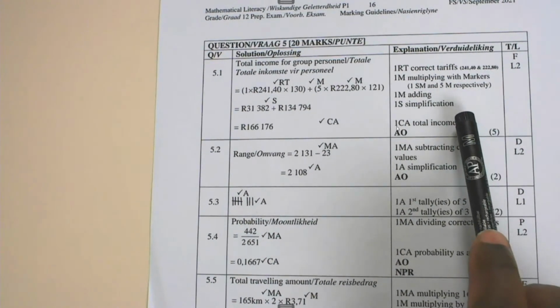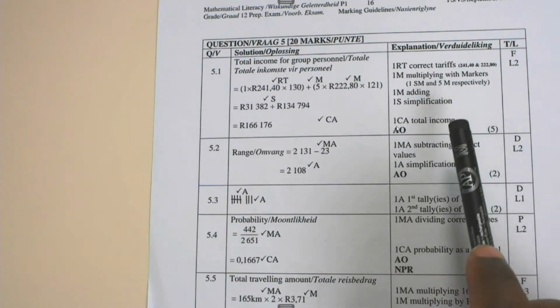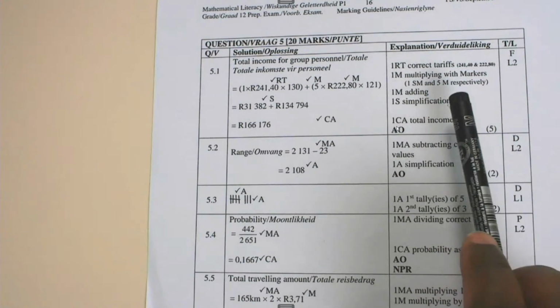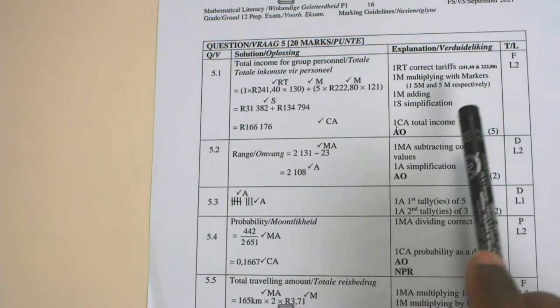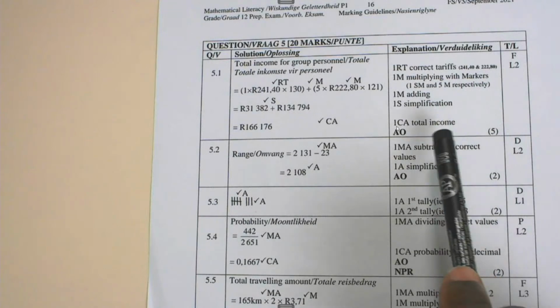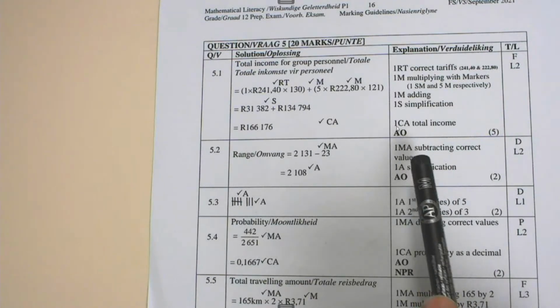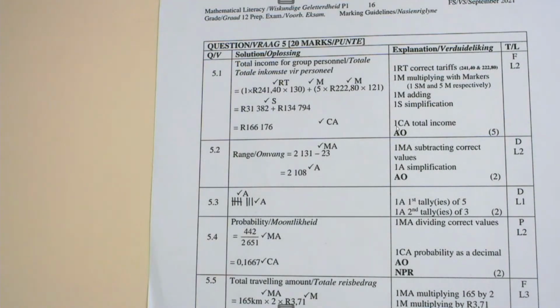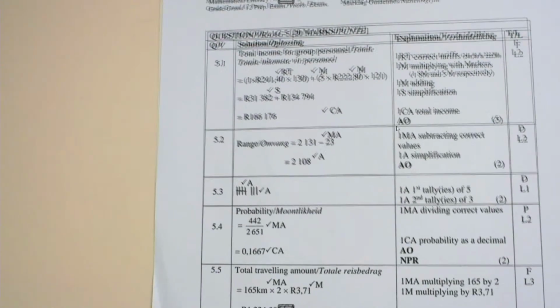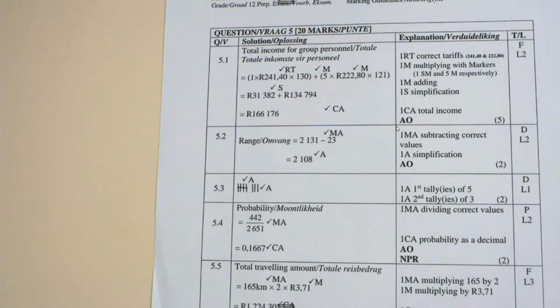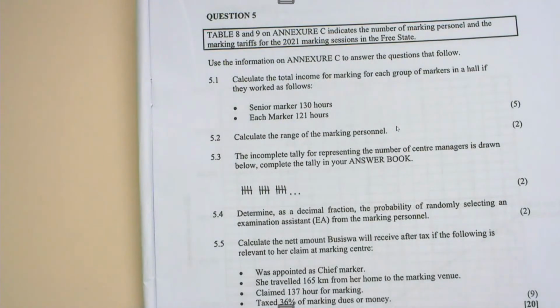And then another mark will be a method mark multiplying with markers. 1 senior marker multiplied by 5 markers respectively. 1 mark for adding, it's a method mark. And then 1 simplification mark. And then you see A the total. We have the total there. So it's like that. Make sure you check it thoroughly. When you mark it, make sure you use the explanation column. We move to 5.2.